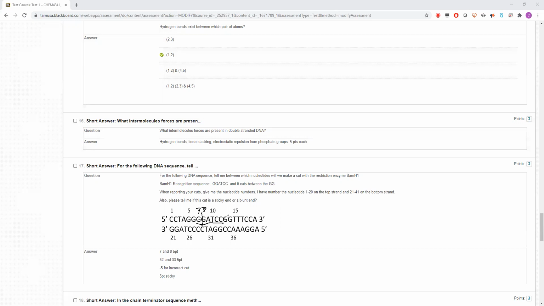Then I don't see GGATCC again in the top strand, so I look at the bottom strand, looking for GGATCC. Here it is, GGATCC, cut between the G and the G. So 32, 33. I make a cut between 7 and 8, and 32 and 33. These are uneven cuts, so that will lead to a sticky end. So that's what I was looking for there.